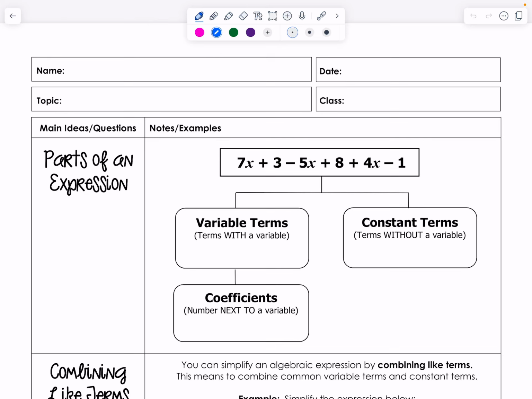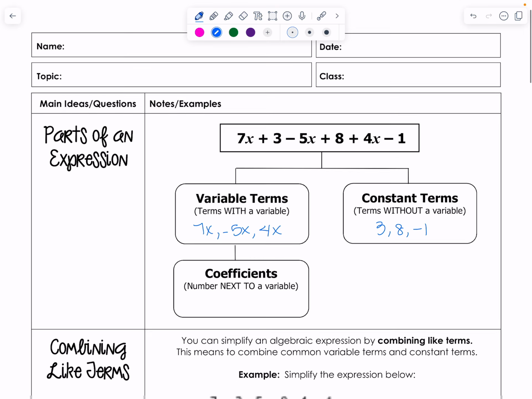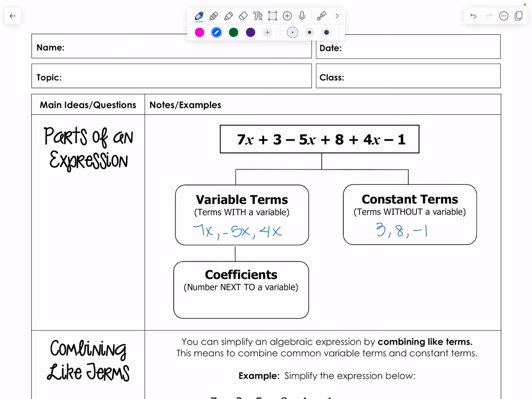Okay, so this lesson looks at combining like terms, labeling what terms are. So like this variable term here is all the terms with x, right? So 7x, negative 5x, and 4x. And then constant terms, terms without a variable, would be 3 and 8 and negative 1. And then coefficients would be like the number that's in front of your variable. So that would be 7 and negative 5 and 4.